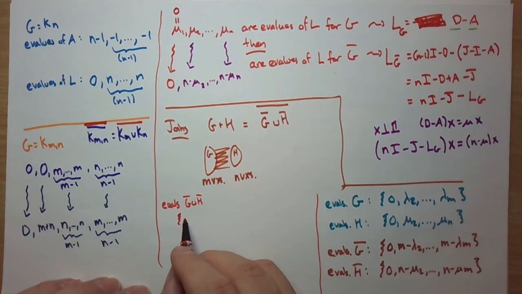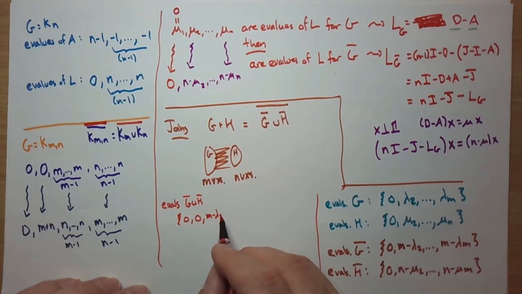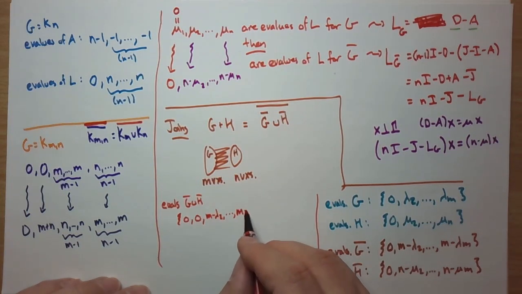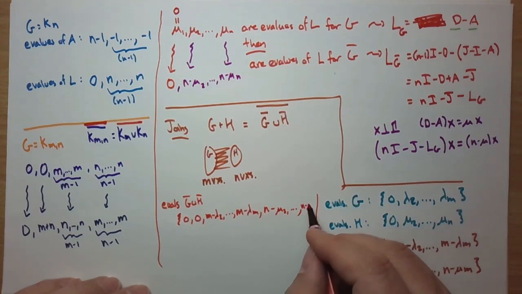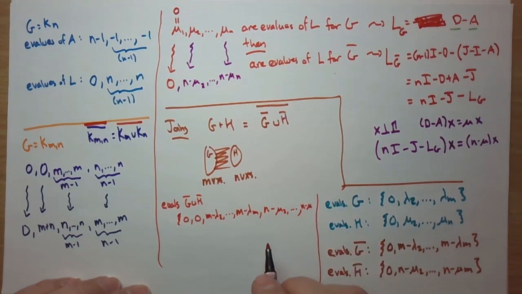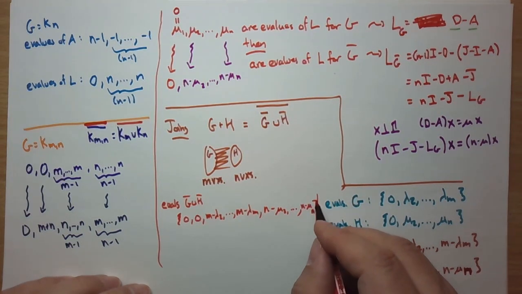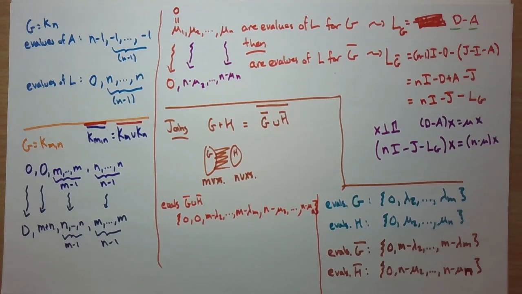Well, we get a 0 and a 0, and m minus lambda 2 out to m minus lambda m, and n minus mu 2 out to n minus mu m. Oh, wait, I said m. That should have been an n. Sorry about that. N minus mu n. Now what? We're almost there. This was easier than I thought.